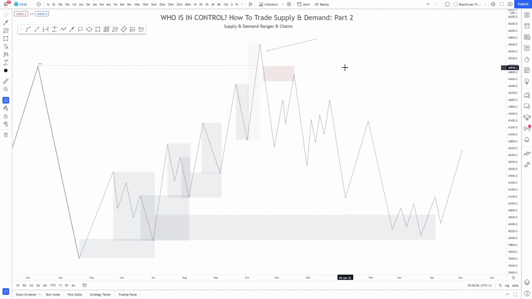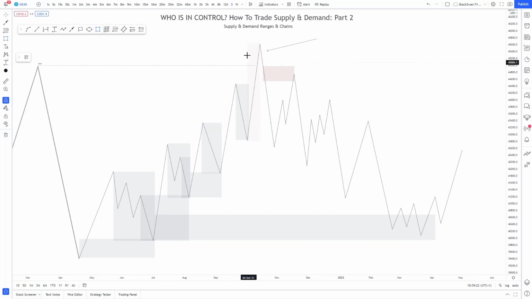But what do you want to see? You want to see that supply is really in control until at least you hit the appropriate opposing supply and demand level. In this case, we're looking for supply to take control to a certain point where we expect or anticipate demand to step back in because we have a structural idea of the market, yeah?